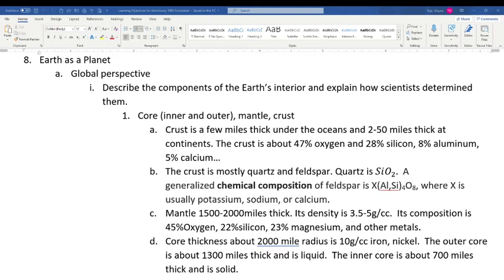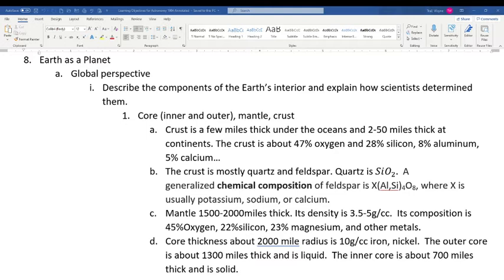So this chapter is on Earth as a planet. We start out with just sort of a global perspective. It says, describe the components of the Earth's interior and explain how scientists determine them. And so you probably know from maybe middle school that the Earth has a core, a mantle, and a crust.